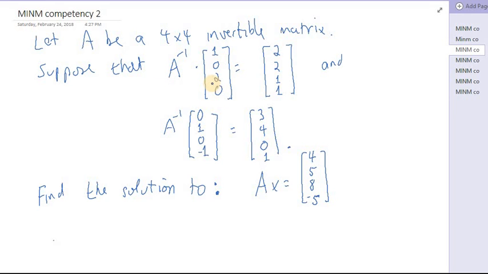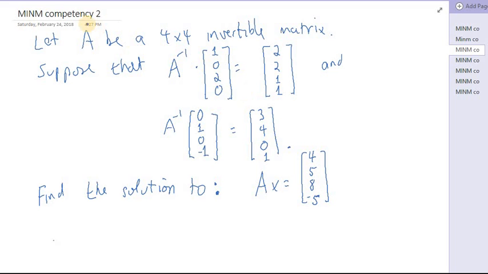All right, here's a problem that may be a little challenging. Let A be a 4 by 4 invertible matrix. Suppose that A inverse times (1, 0, 2, 0) is equal to (2, 2, 1, 1), and A inverse times (0, 1, 0, -1) equals (3, 4, 0, 1). Find the solution to AX equals (4, 5, 8, -5).